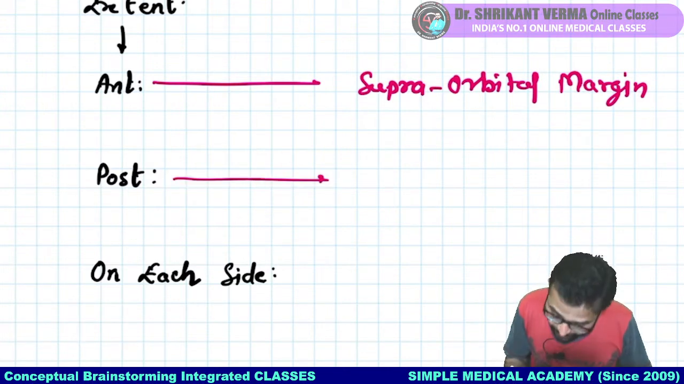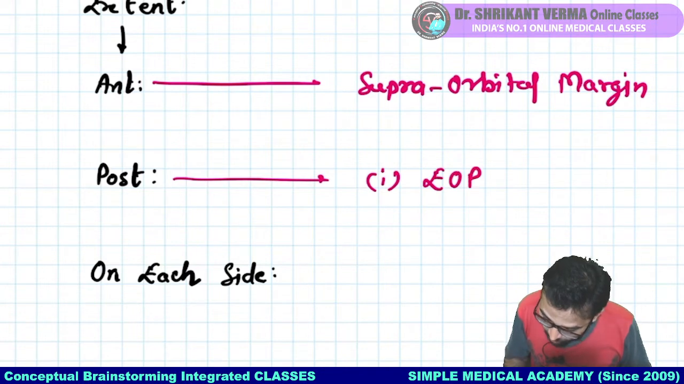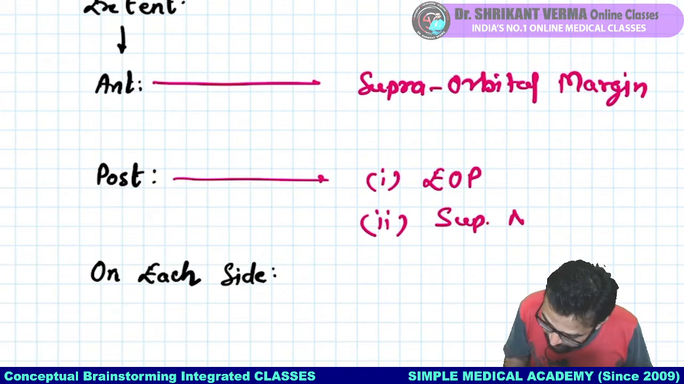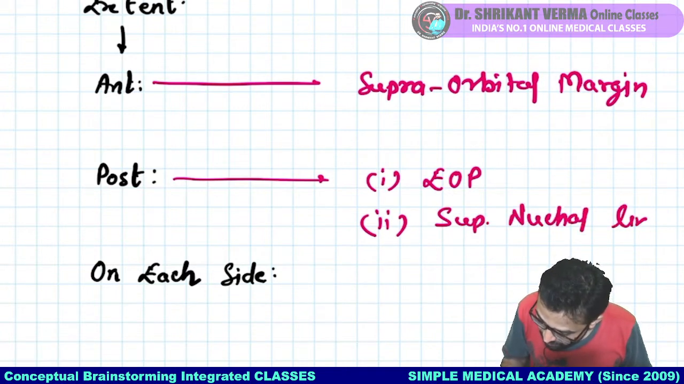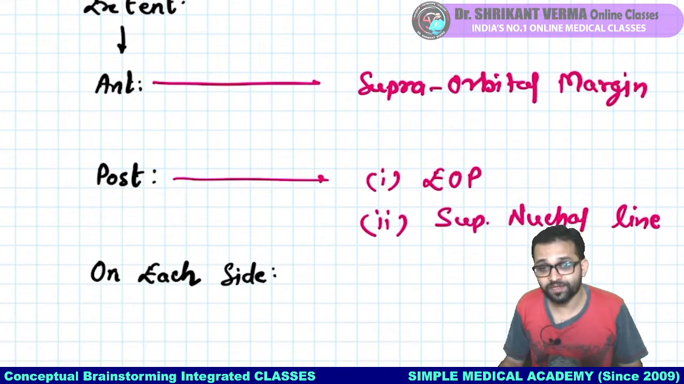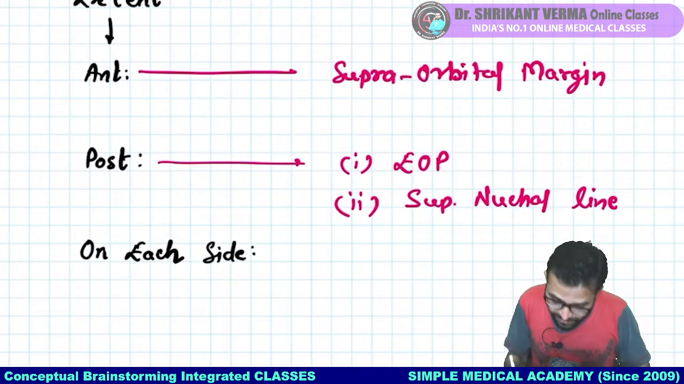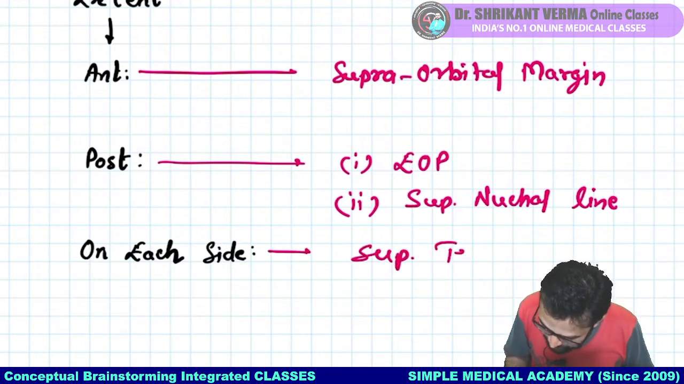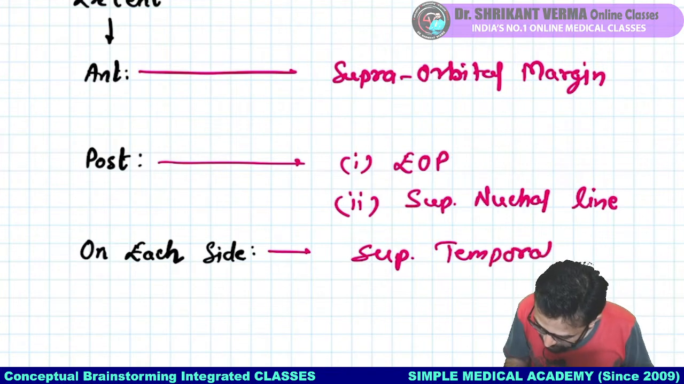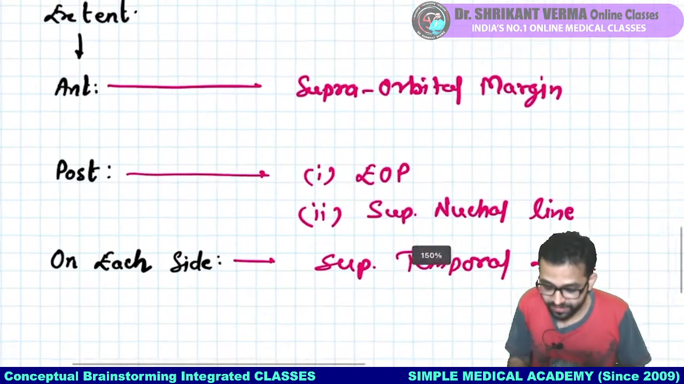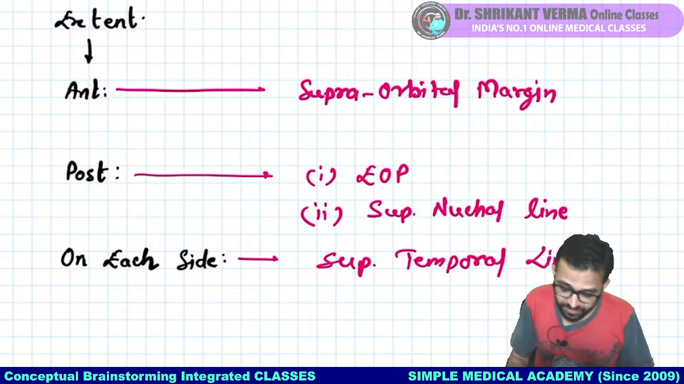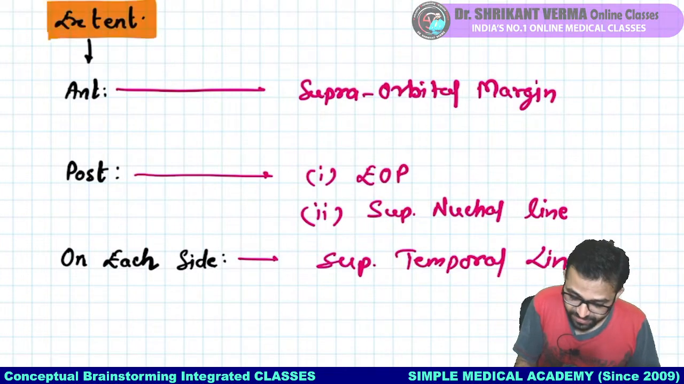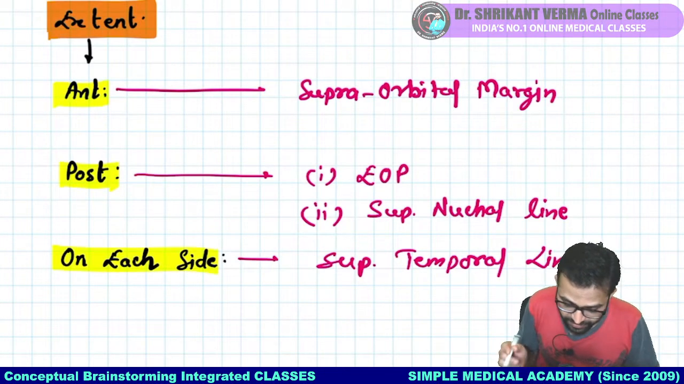Posterior, you know, the external occipital protuberance, and another one is the superior nuchal line, simple. And then on each side, what will you say? The superior temporal line, superior temporal line. Getting the point? So these are the 3 points.